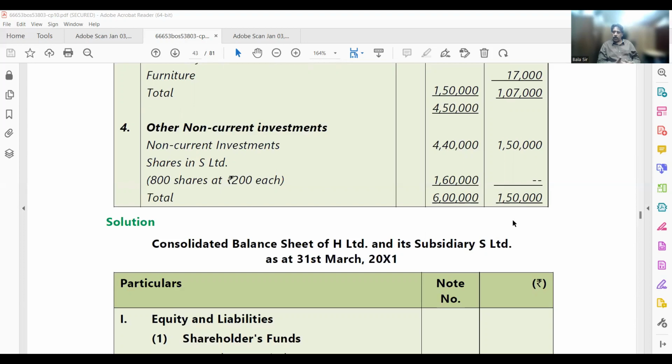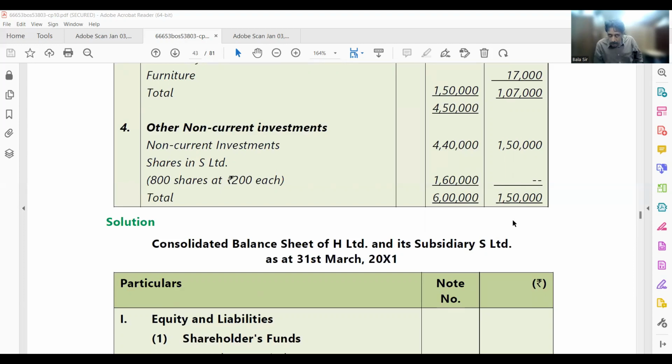Face value 100, that doesn't matter. I bought 800 shares at rupees 200. How much? 1,60,000. Then other investments 4,40,000. Other investments of 4,40,000, in all 6 lakh rupees. But remember that 1,60,000 is a relevant number for calculating goodwill or capital reserve.